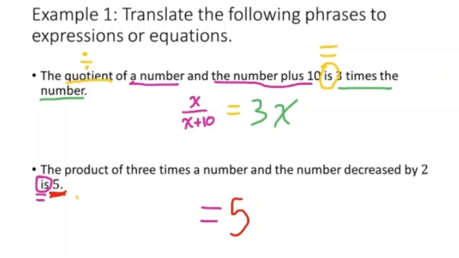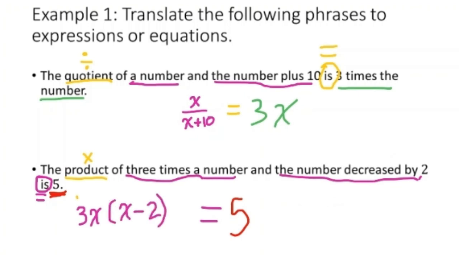What operation should we start with? Well, we have a product. Product, remember, means multiplication. Now, what are we multiplying? The 3 times a number and the number decreased by 2. Well, 3 times a number is 3x. The number decreased by 2 would be x minus 2. And notice here how I'm keeping parentheses around the x minus 2, because I'm multiplying the expression 3x with x minus 2. So I need those parentheses to indicate that. So my phrase translates to 3x times x minus 2 equals 5.